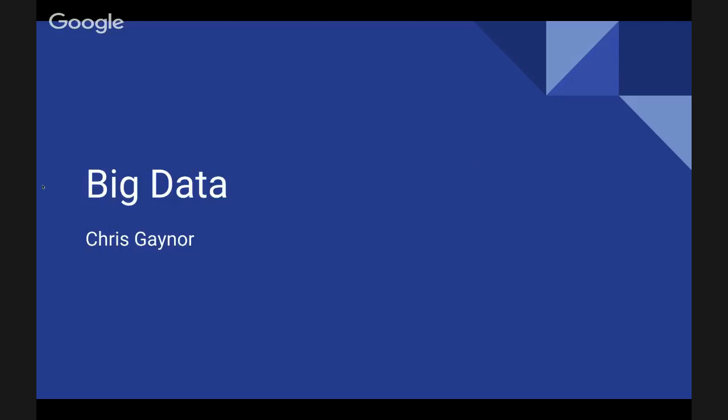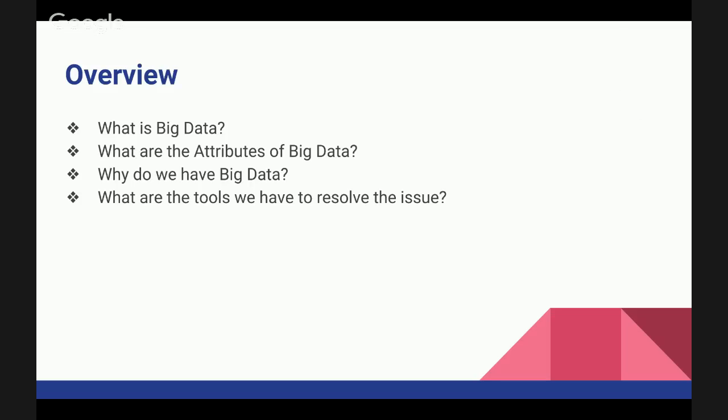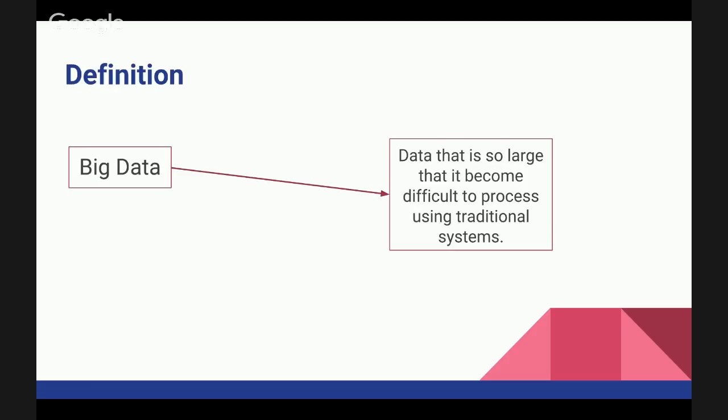and defined as big data. Many companies today have one common problem, and that is processing big data. But there's four main things that we're going to be going over today. What big data is, of course, what are the attributes of big data, and why do we have big data? And then also we're going to be discovering some tools that people use to break down big data and resolve this issue. So first, big data.